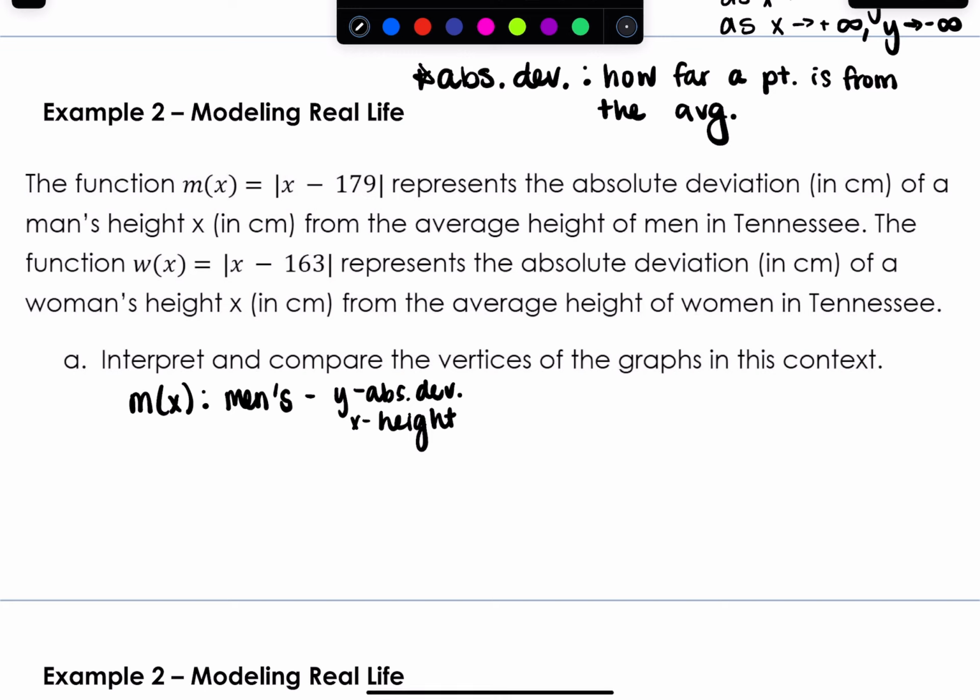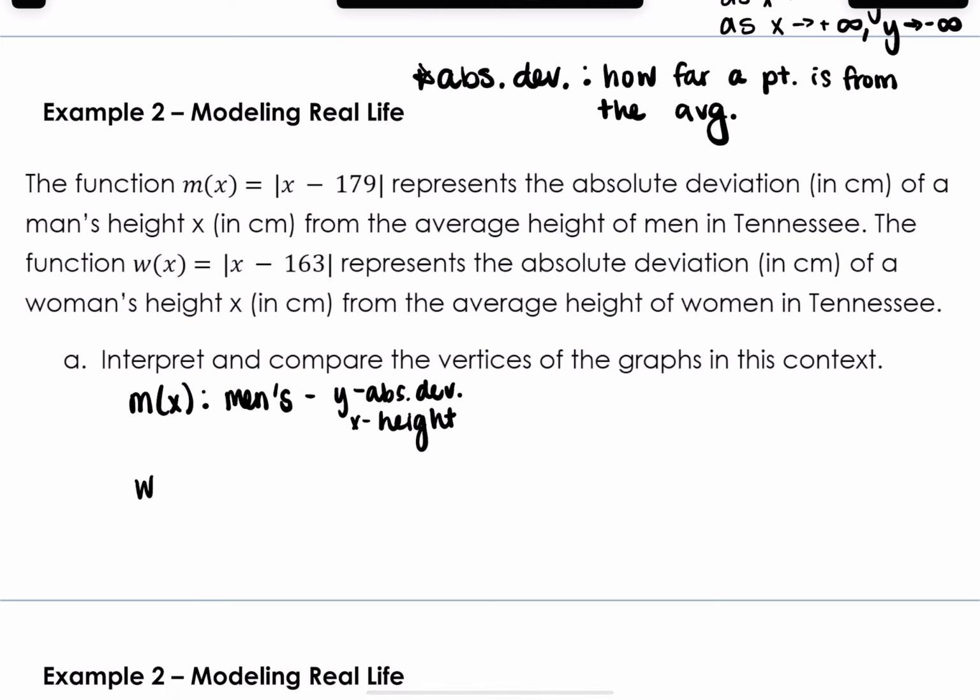Okay, next sentence, the function w of x equals absolute value x minus 163 represents the absolute deviation in centimeters of a woman's height x in centimeters from the average height of women in Tennessee. So again, w of x is women's, my x and y represent the same thing. So y is absolute deviation, x is height.